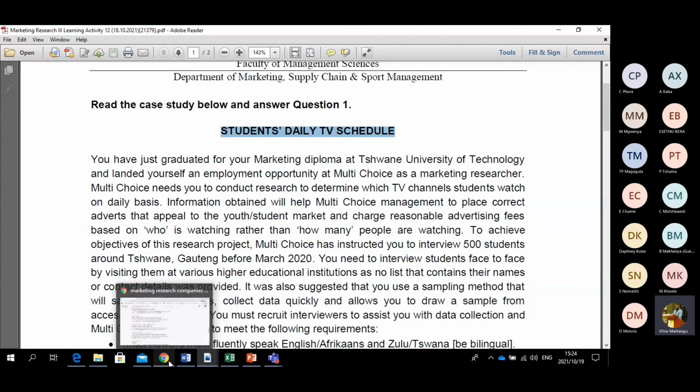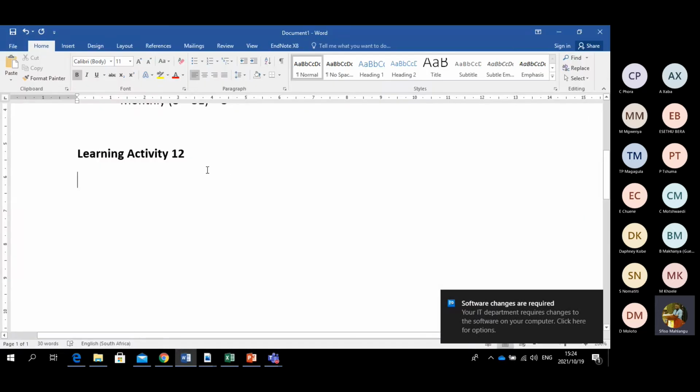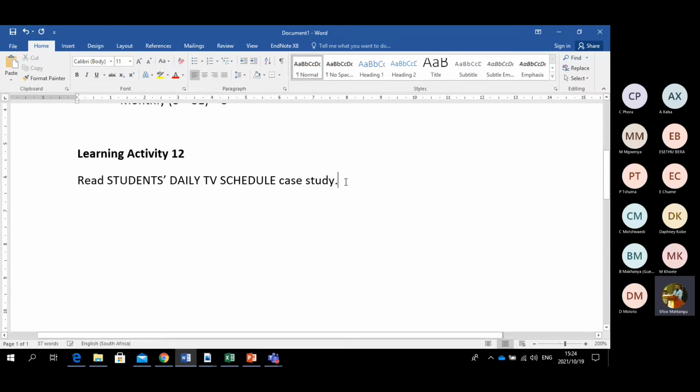So let's say we're gonna run the game from now up until 25 to. So let's add the times here. Learning activity firstly, let's say read. You use this case study, which is a student's daily TV schedule. Read. You can spend your time reading that case study even now while I start the game. And then let's add time. It's just a half paragraph, so even a minute or 60 seconds is more than enough to understand what's happening there. But let's say make it 2 minutes.